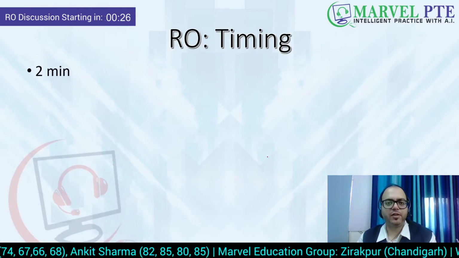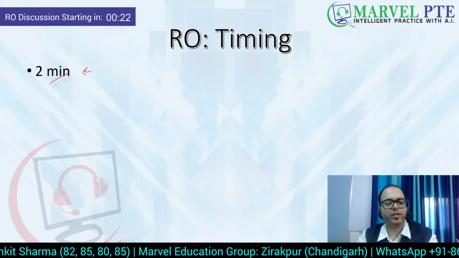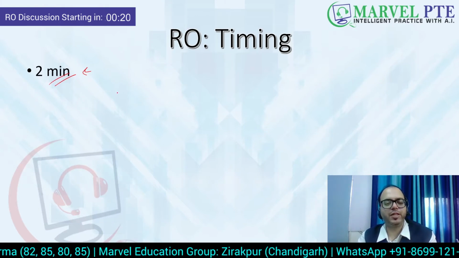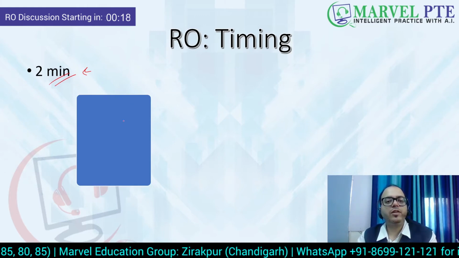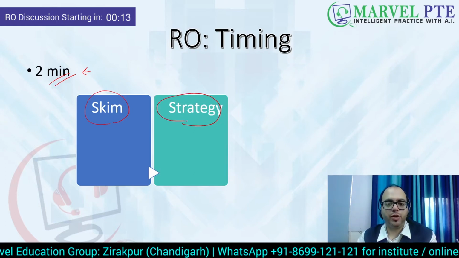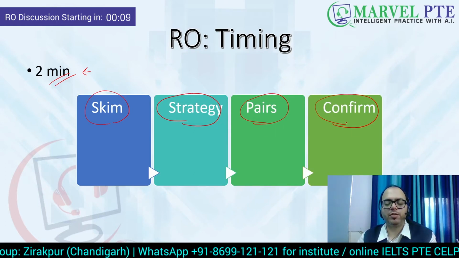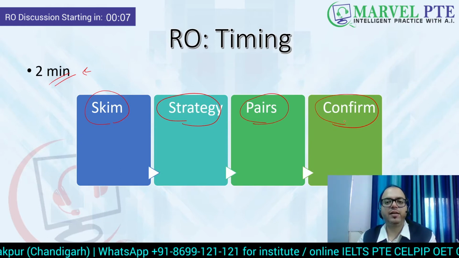So what is the timing? For reorder paragraphs, the max time you can spend on solving one question is just 2 minutes. You cannot spend more than 2 minutes. अब इन 2 मिनट में आपको करना क्या होगा? You have to skim, then you have to apply our strategies, then you have to make pairs, and then you have to confirm all the pairs जो आप बना रहे हो वो सही हैं या नहीं हैं.